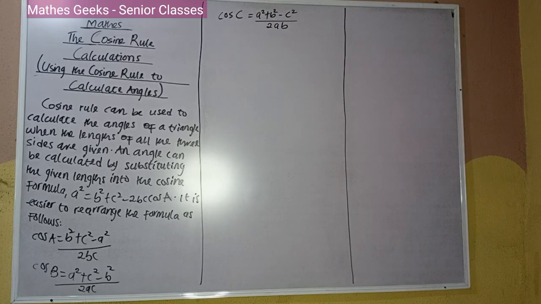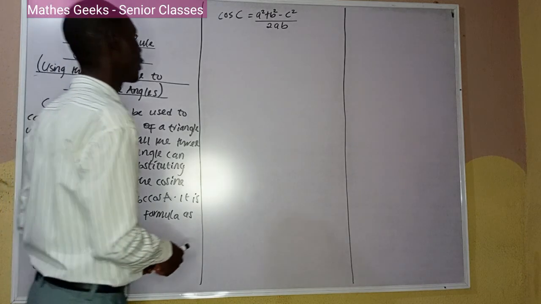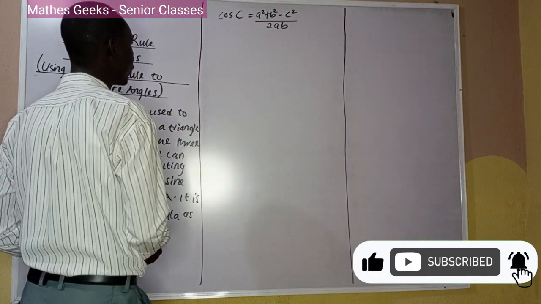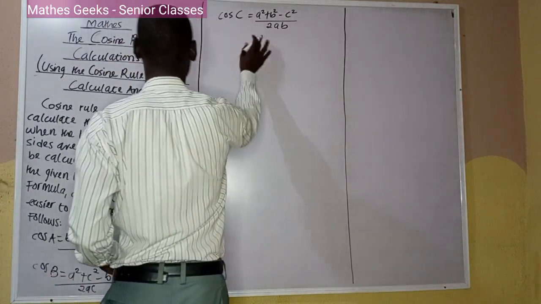Now let's look at how the cosine rule is used to calculate angles. The cosine rule can be used to calculate the angles of a triangle when the lengths of all three sides are given. In the last class, when we looked at the proof of the cosine rule, we stated categorically that the cosine rule would be used when two conditions are met.